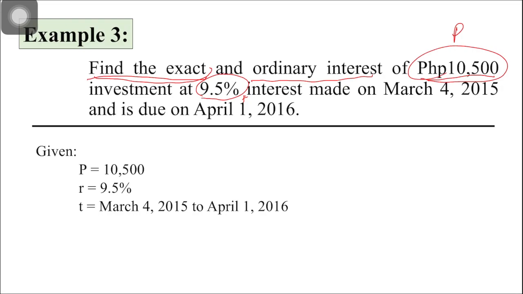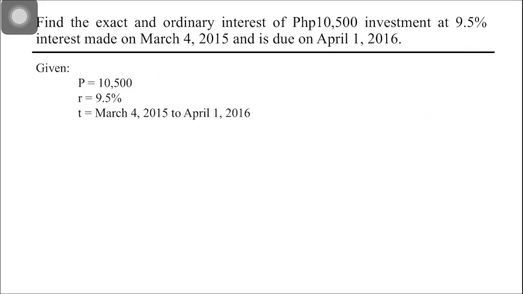So, di ba sa ordinary interest, gi-assume na to nga 360 days ra ang isa ka tuig. And in exact interest, atong gi-assume nga 365 days ra sa isa ka tuig. So, our problem here is atong pangitaon kini from March 4, 2015 to April 1, 2016. Atong pangitaon kung pila din ni siya ka days. Pila ang time. Or the number of days.